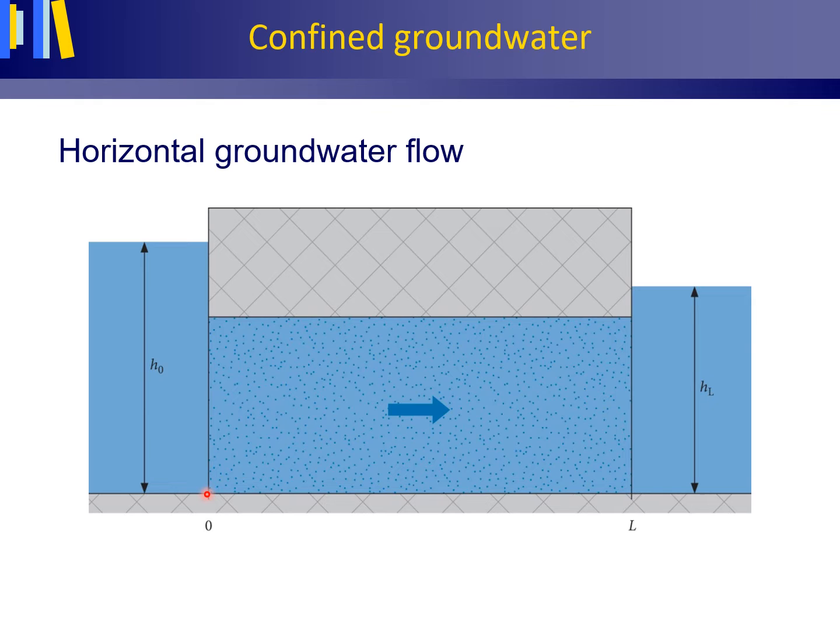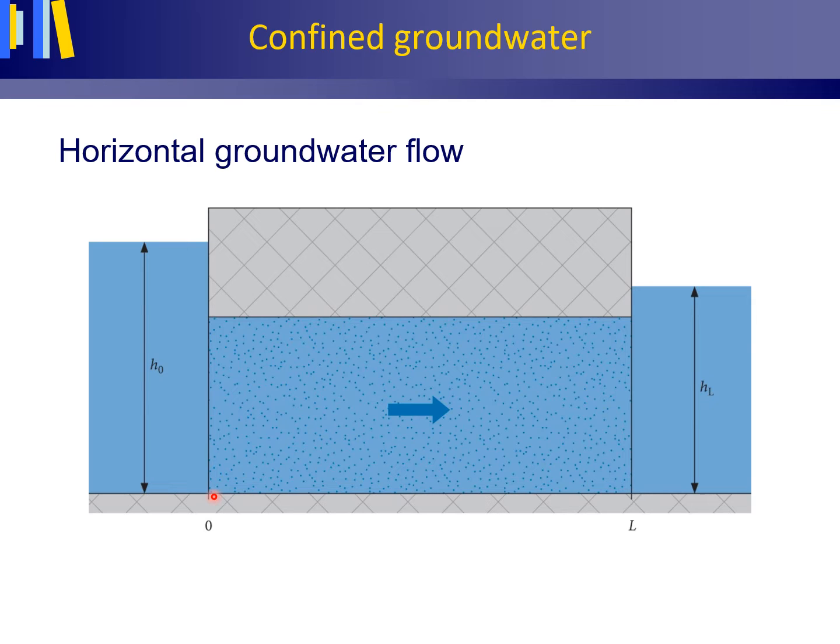At x is 0 meters, the hydraulic head in the aquifer, H0, equals the water level in the left canal. At x is L, the hydraulic head in the aquifer, HL, equals the water level in the right canal. In each point of the vertical in x is 0, the hydraulic head, or potential, has the same value H0.